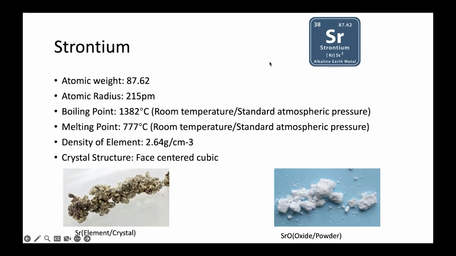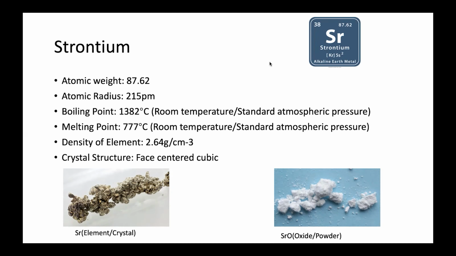So the next element is called strontium. Strontium was found in a small town in Scotland in about the 18th century. This small town is called Strontian. So that's why this element is called strontium. And strontium has an atomic weight of 87.62 and a radius of 250 picometers.